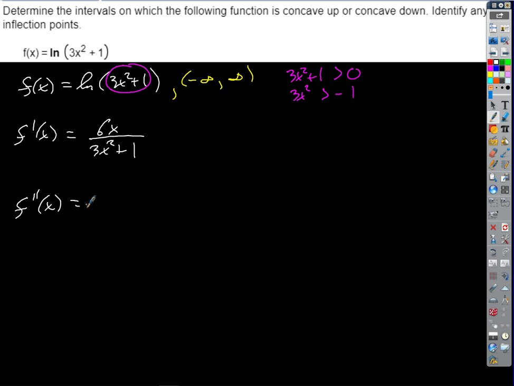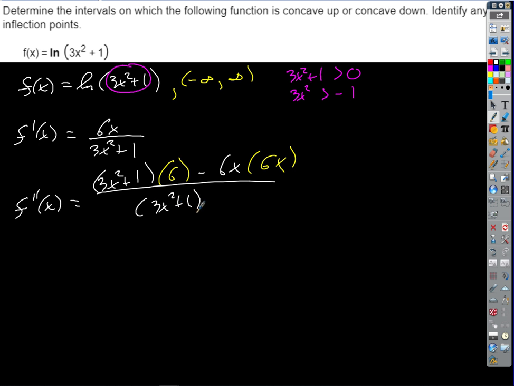So then we have the quotient rule. We're kind of stuck with the quotient rule problem this time. So what's the quotient rule? Low d high, what's d high? 6. Minus high d low. Okay, somebody else, what's d low? Emily, what's d low? 6x. All divided by the bottom squared, right?